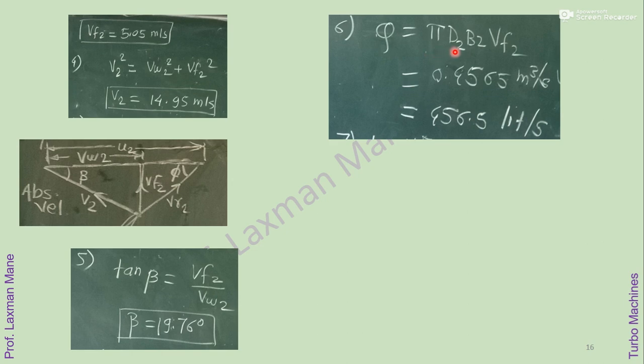Numerical: π d2 b2 Vf2. So putting all the values of dimensions d2, b2 and Vf2 in meters and meter per second, we find the value in meter cube per second. Here it is converted into liter per second. We know that 1 meter cube is equal to 1000 liter. So multiplying this answer with 1000, we find the value of discharge in liter per second.